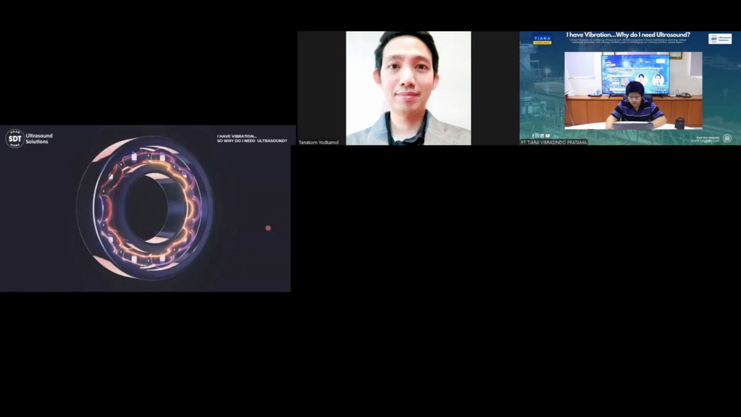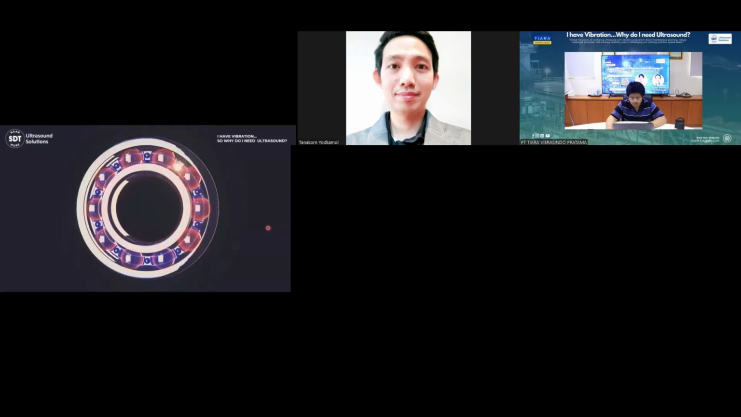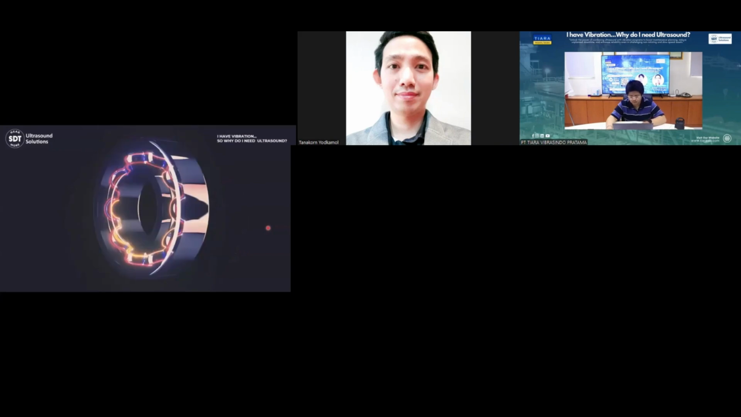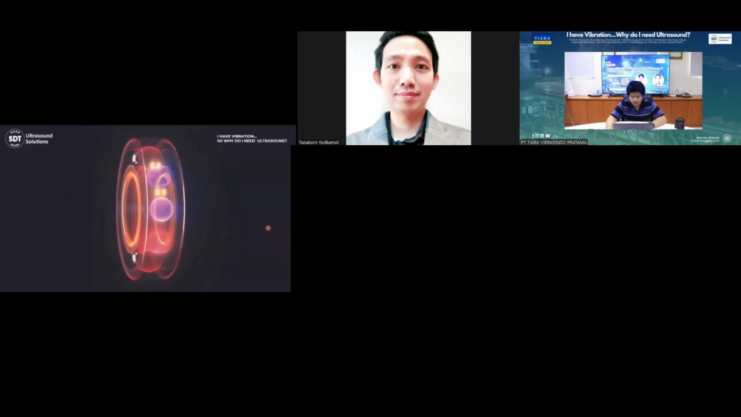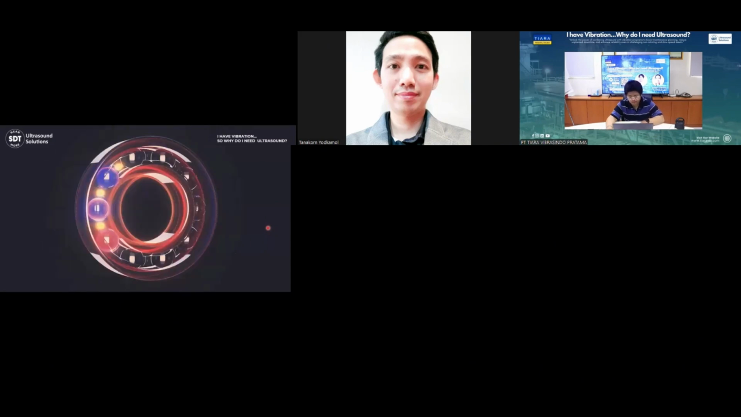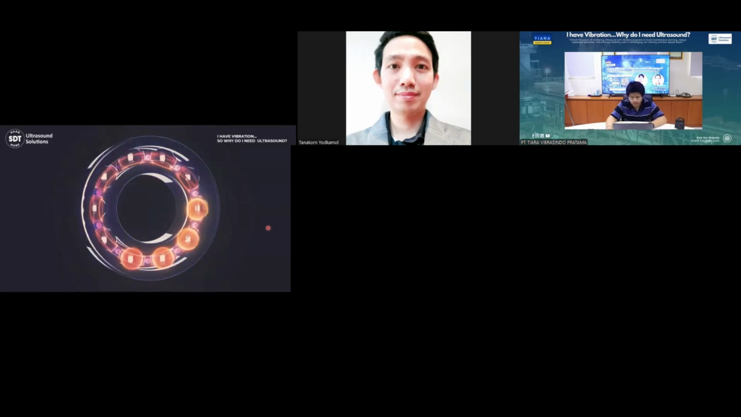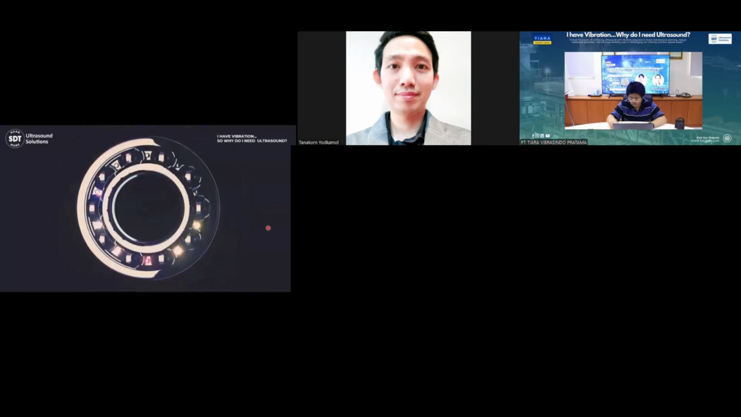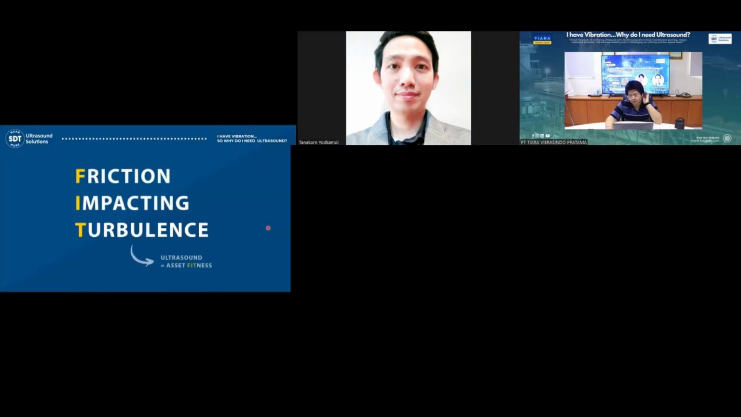Again, if we talk about vibration analysis, the first thing we imagine is the bearing, the bad bearing or the good bearing. How about the defect in the bearing? But ultrasound is different. I remind you again, because with ultrasound we have 3 sources. We can detect friction, impacting, and turbulence. So these 3 sources generate ultrasound.